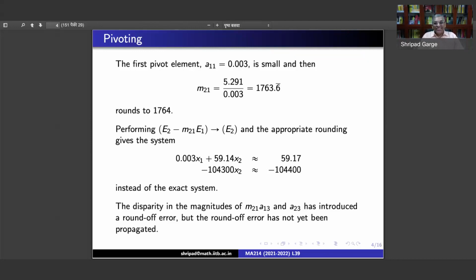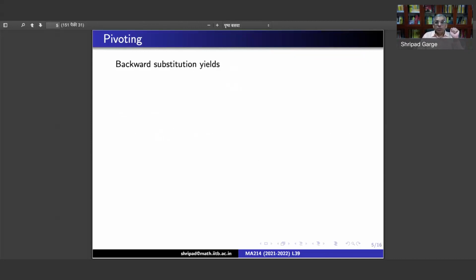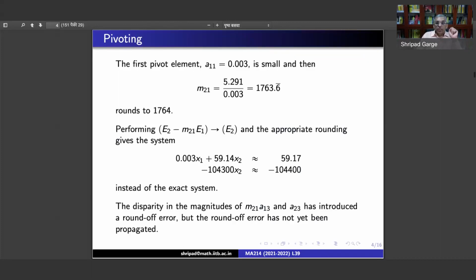But we have not yet seen the propagation of the error. The error is still going to propagate further because we are going to use the backward substitution. So backward substitution will tell you that x2 is 1.001. I told you that the first equation has not changed. In fact, I can just put equality here instead of the approximation sign.